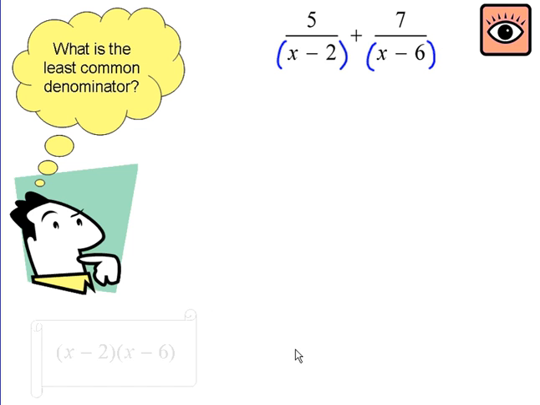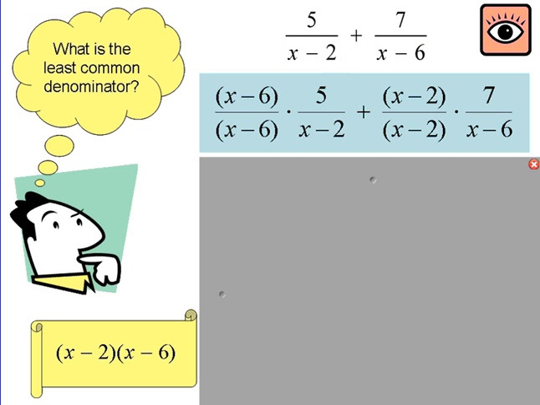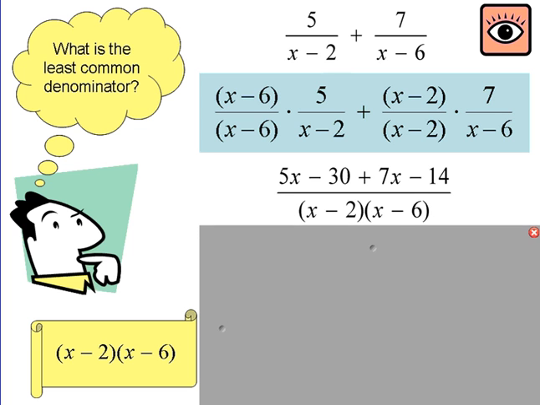So what we're going to do is we're going to need one of each, and that will be our least common denominator. So what we'll do is we'll multiply this first fraction by x minus 6 and the second fraction by x minus 2. Here we have that, and then we just got to make sure when we're multiplying it times this number 5, we're going to distribute it out. So that becomes 5x minus 30, and the other one would become plus 7x minus 14.